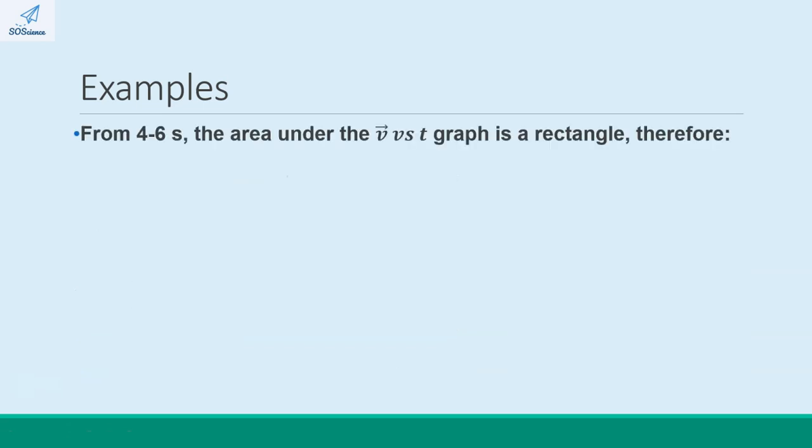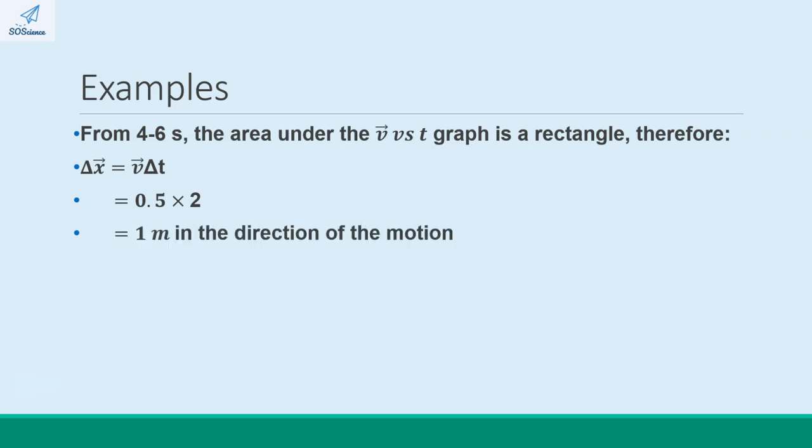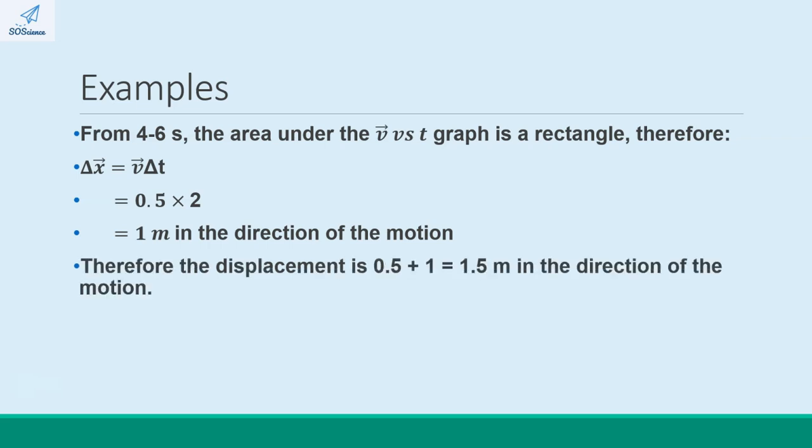And finally, from 4 to 6 seconds, we may calculate it as x equals v times t, which is 0.5 times 2, which is 1 meter in the direction of the motion. So now we need to add up all our displacements. All of them happen in the positive direction, so nothing is subtracted. They're all added up. So in total, the displacement was 1.5 meters in the direction of the motion.